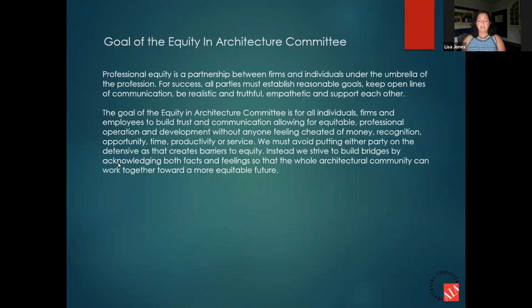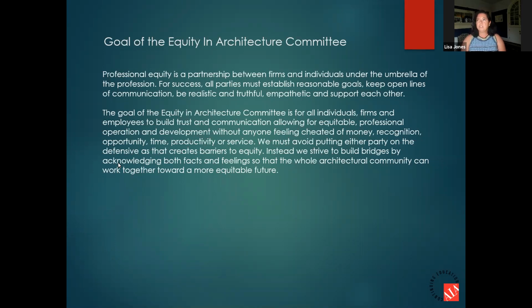The goal of the Equity and Architecture Committee is to open up this conversation of equity beyond its normal barriers. So of course we have many members who are very focused on equity on a regular basis, and we are excited to have a lot of those people here on our webinar. But we also have a goal of keeping the dialogue open with people who may not realize the role that they are playing in perpetuating some circumstances that might be challenging for parts of our community.